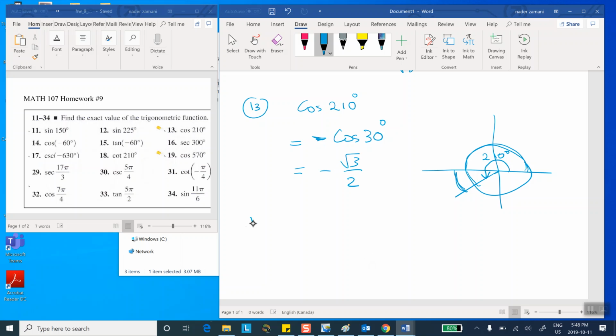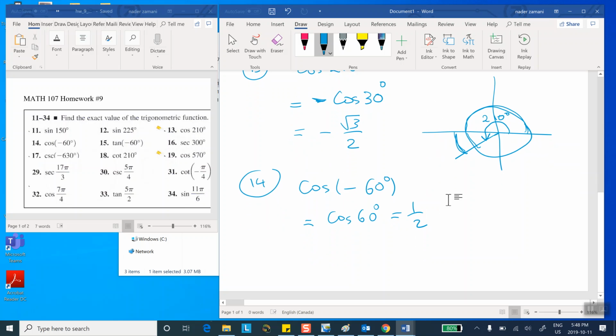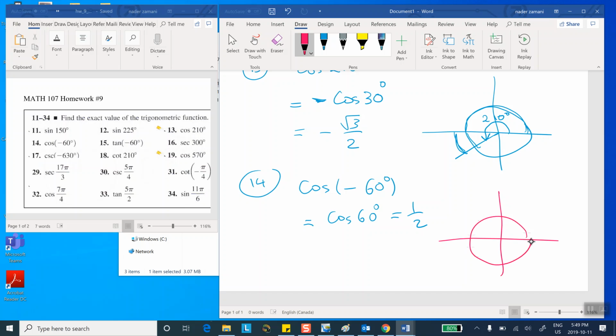Let's look at number 14. Cosine of minus 60 degrees. Now, I want to remind you that in class I said that cosine is an even function, and therefore when you put a minus sign in front of that angle, you can just ignore that, and this is 1/2. You can also do this thing based on reference angle. Minus 60 is going like that. See that? Going like this by 60 degrees. So it's right here.